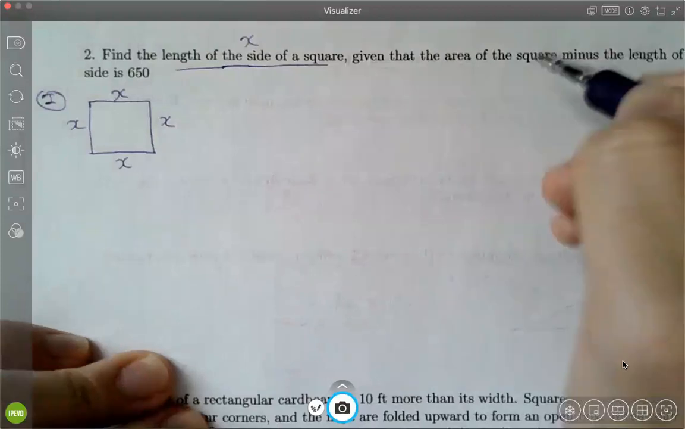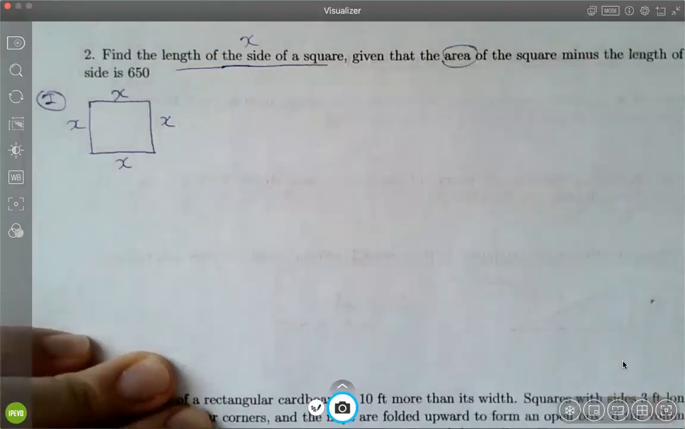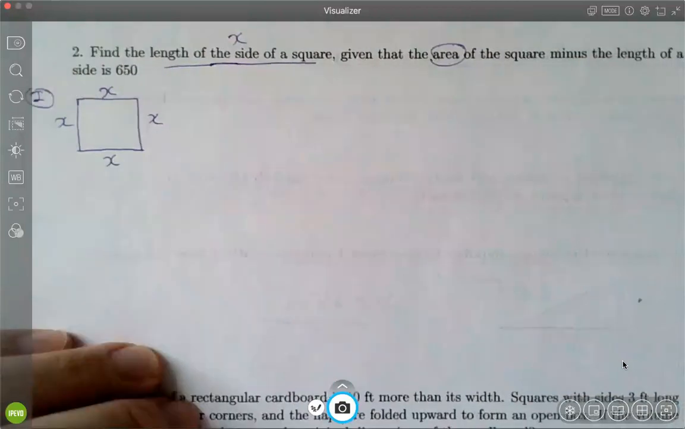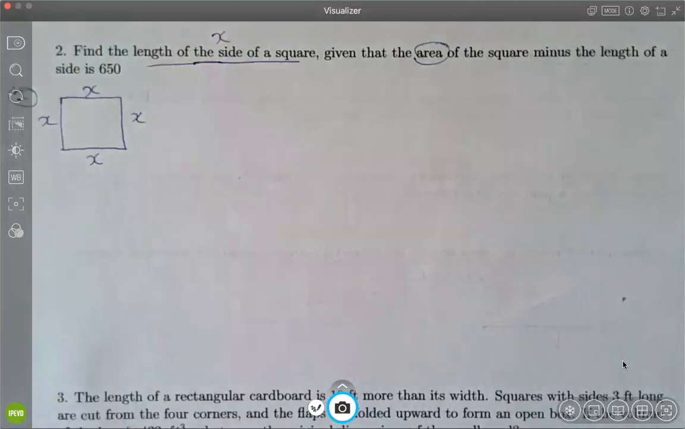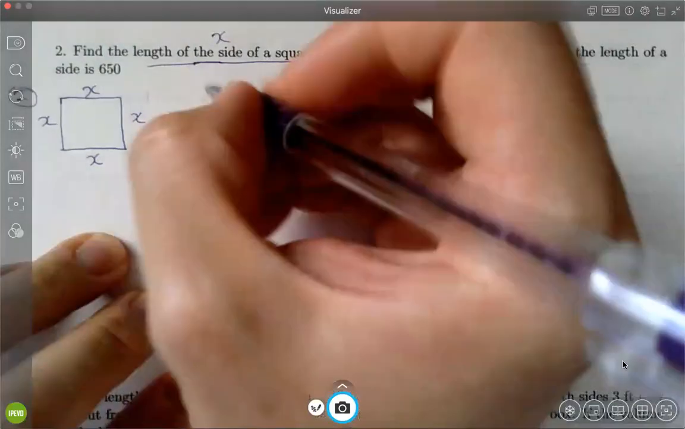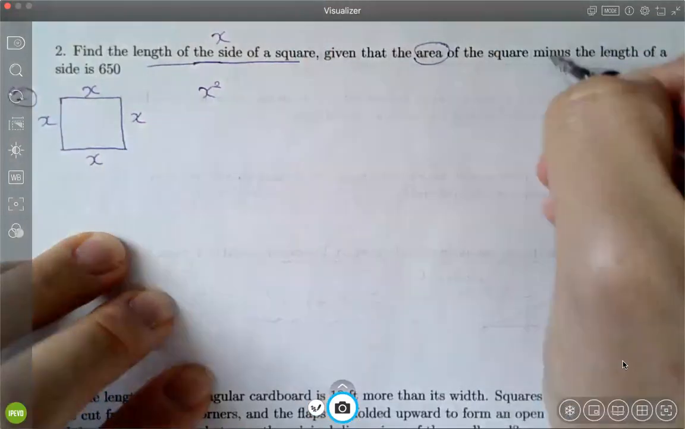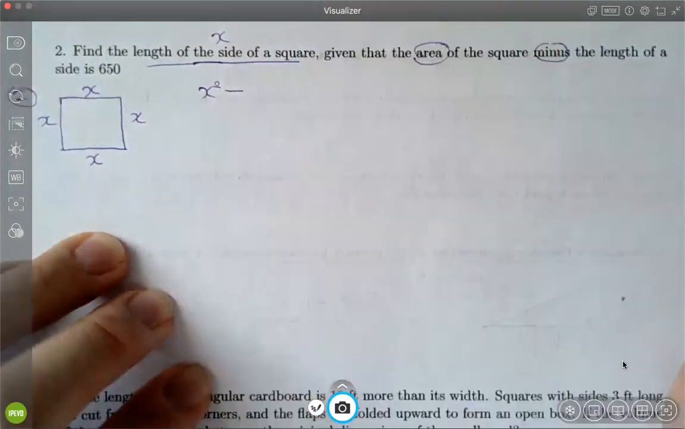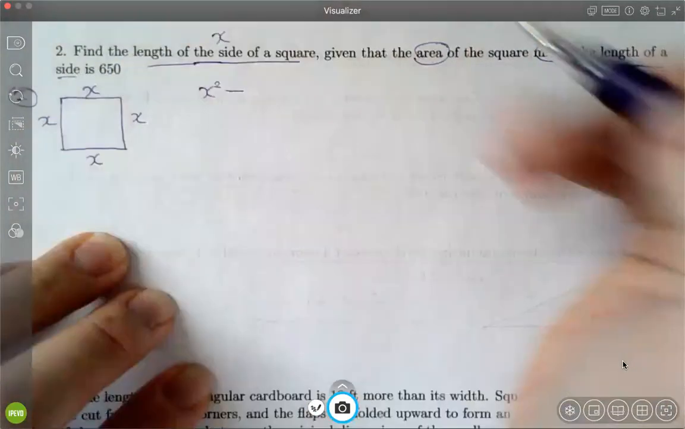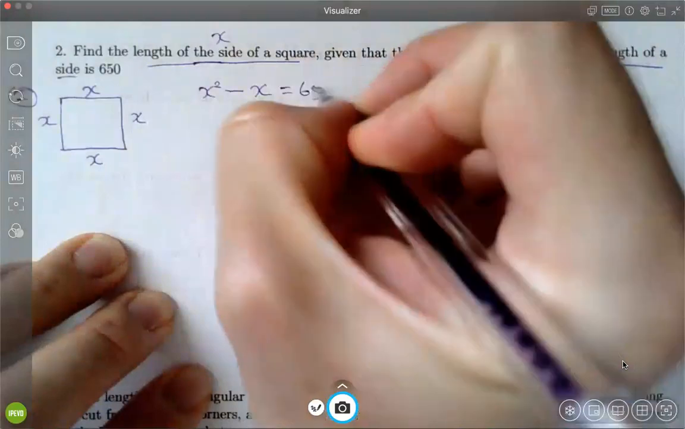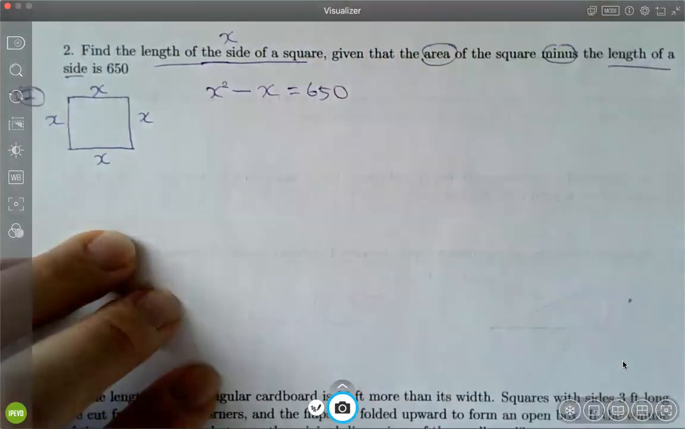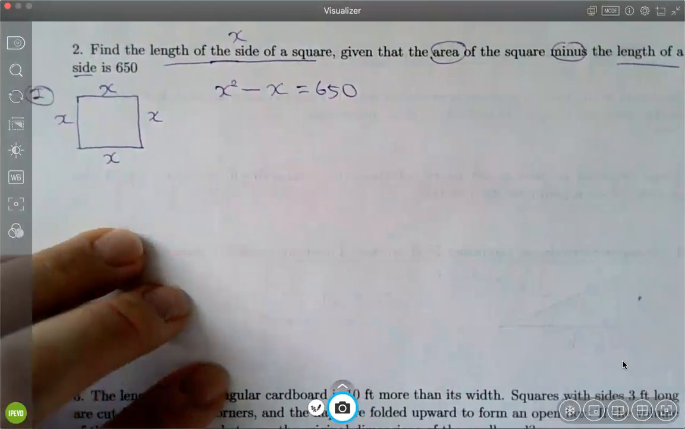Now, what do we know about this square? The area. Now, how do you find the area of the square? You multiply the two sides. Right? Which is what? x times x, or x squared, right? Okay. So it's x squared. And then it says minus, so that's minus the length of the side, which is just x, right? And is equal to 650. Okay, so that's the equation, which is fairly easy.